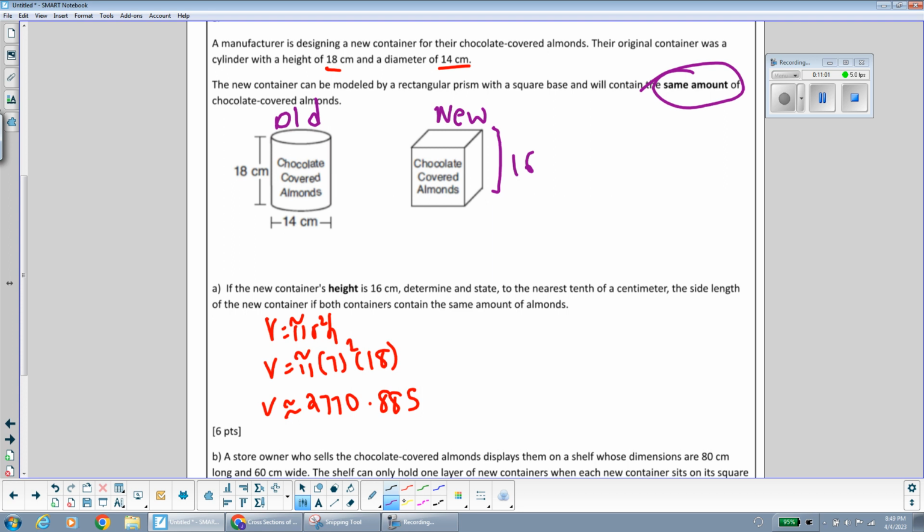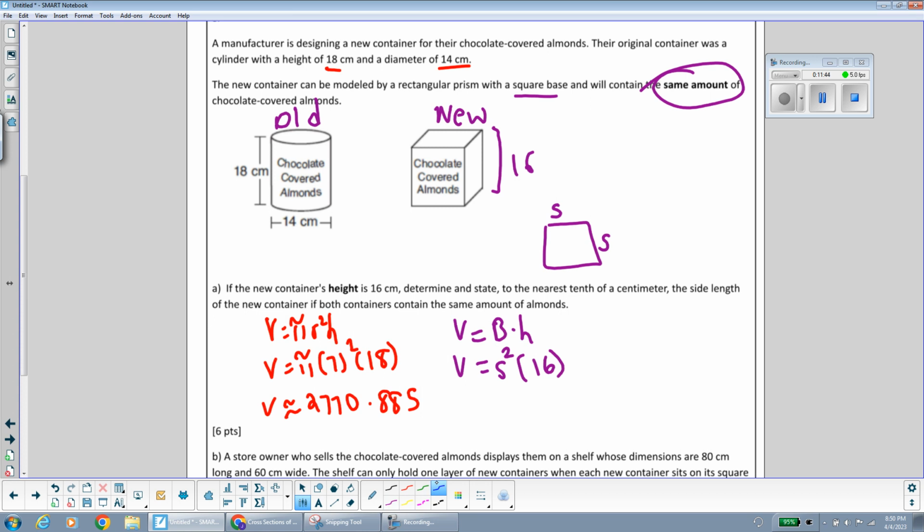Okay. Now for the new container. It's a rectangular prism with a square base. The volume of any prism is area of the base times the height. And since this has a square base, whatever the two sides are of that square base, we would multiply length times width, or side times side. So we can write that volume as side squared, or side times side, or length times width, as long as you recognize that they're the same number. And the height was given to us as 16.